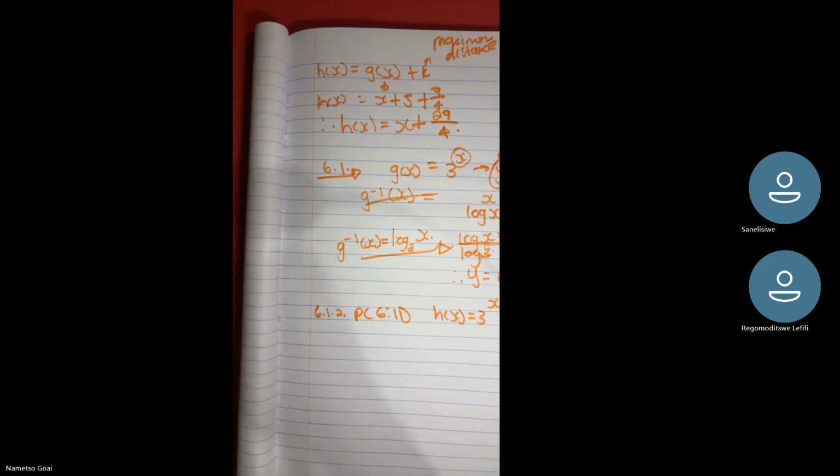Is it a plus 4 or minus 4? Minus 4, plus 2. The graph of h is translated to form g.